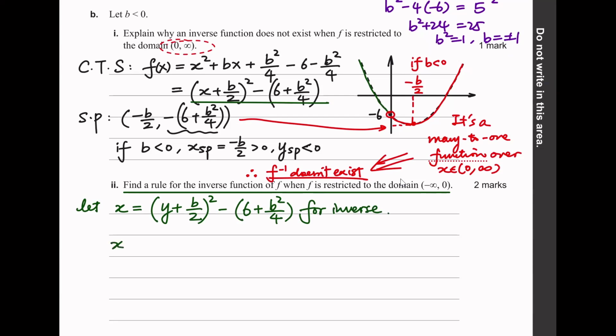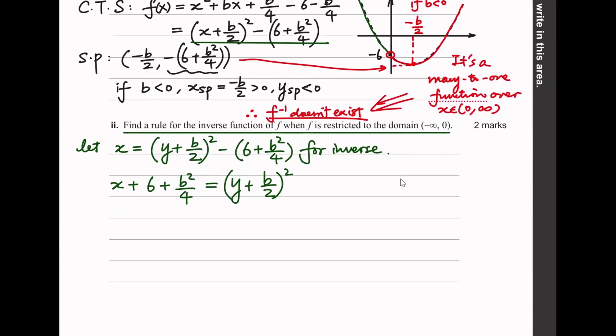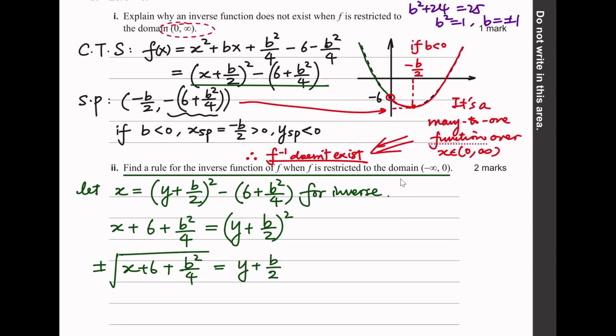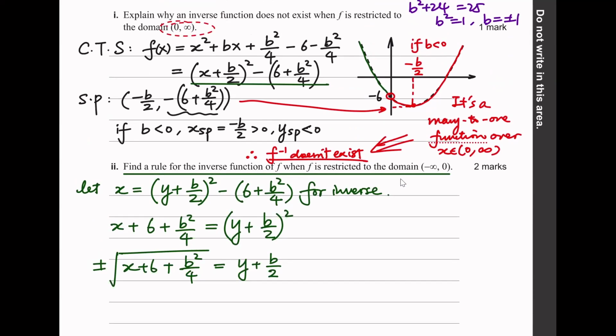So we say x plus 6 plus b squared over 4 equals y plus b on 2, whole thing squared. We can take plus or minus the square root of x plus 6 plus b squared over 4, equal to y plus half b. Then we take a look at the choice. Do I take the positive or negative square root?